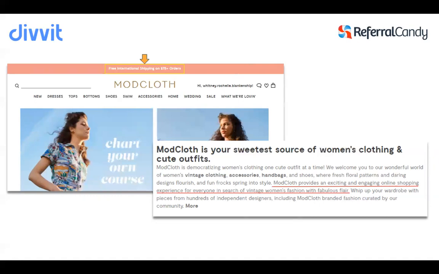And it's something that I can't find at any other retailer that exists. If you scroll a little bit further down the page, you can actually see their USP in black and white. ModCloth provides an exciting and engaging online shopping experience for everyone in search of vintage women's fashion with fabulous flair. Now, that tells you exactly what they're looking for in a customer. It tells you what the customer can expect from them. This is the perfect USP.